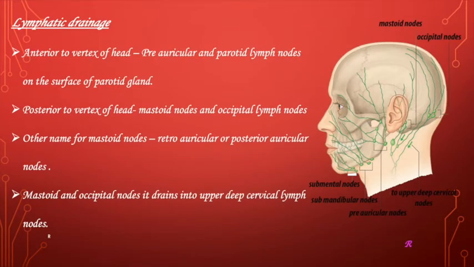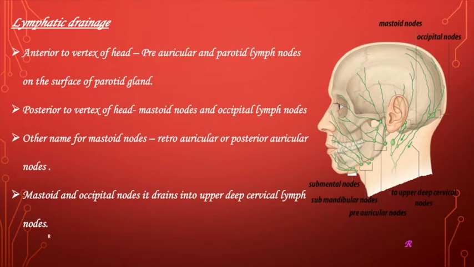Next is the lymphatic drainage. The anterior part of the scalp drains into the preauricular or parotid lymph nodes, which are present on the surface of the parotid gland. The posterior part of the scalp drains into the posterior auricular or mastoid and occipital lymph nodes. Other names for mastoid nodes are retroauricular or posterior auricular nodes. Finally, these mastoid and occipital nodes drain into the upper deep cervical lymph nodes.